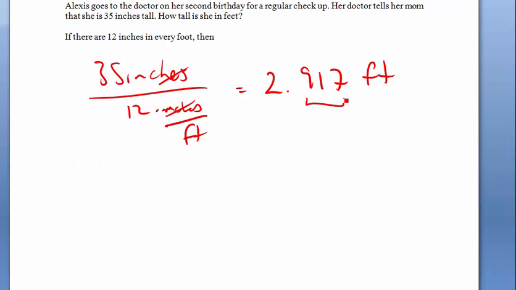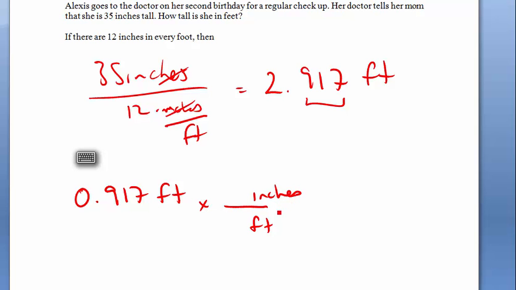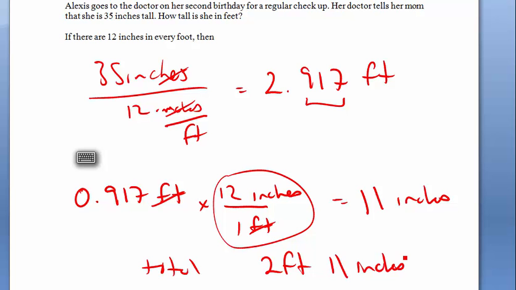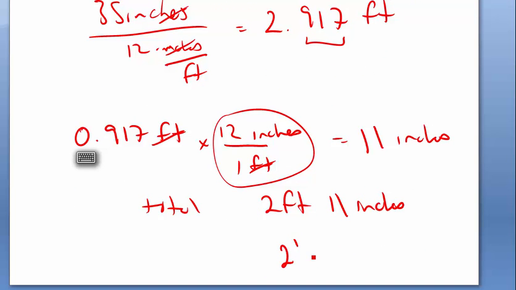We normally say 2 feet and so many inches. So I've got the 0.917 feet. How many inches is that? Well, if I want to multiply, I could say I need feet on the bottom and inches on the top, because that's what I want is inches. So then I know there's 12 inches per 1 foot. There's my funny looking 1. The feet divide away, and I've got 0.917 times 12. 0.917 times 12 is 11.004. I'm just going to round it to 11 inches. So my total is 2 feet 11 inches. Or some will write it as 2 feet 11 inches.